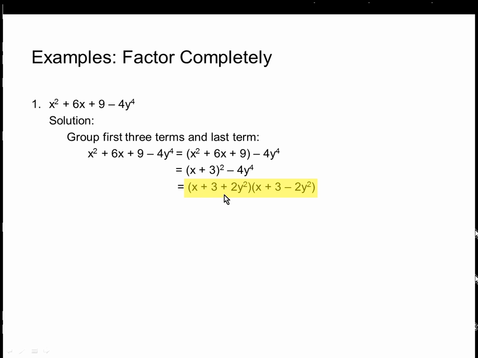You can verify that this is the correct factorization by multiplying this out and seeing if it's the original problem. Most of the time we don't want to do that. So again, this is the a, x plus 3, and 2y squared is the b. You divided the exponents by 2. You took the square root of 4.